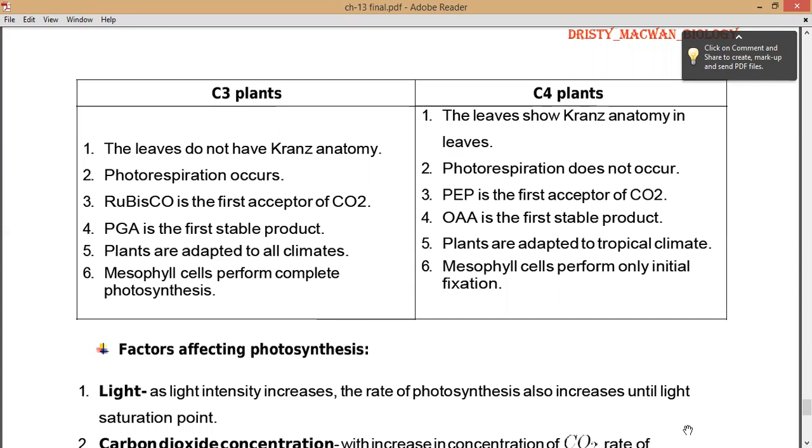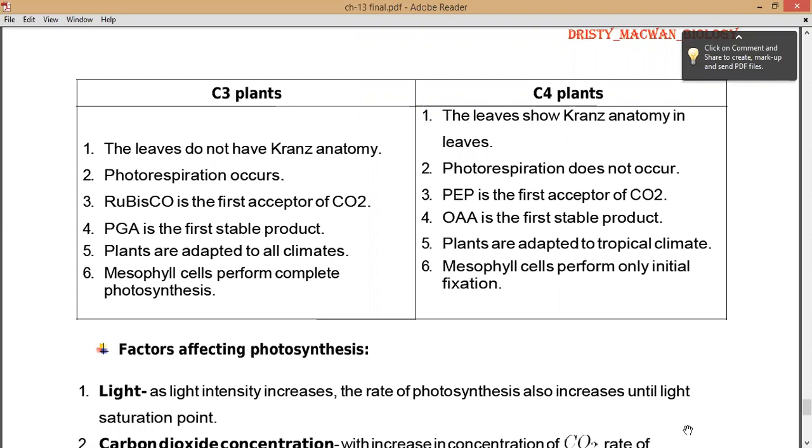And the last difference is that in C3 plants, mesophyll cells perform complete photosynthesis, while in C4 plants, mesophyll cells perform only initial fixation, right? See, in C3 plants, as there is no Kranz anatomy, the mesophyll cells are the only ones performing photosynthesis, because they are directly exposed to the sunlight, right? And for this reason, these cells are responsible for performing the complete photosynthesis.